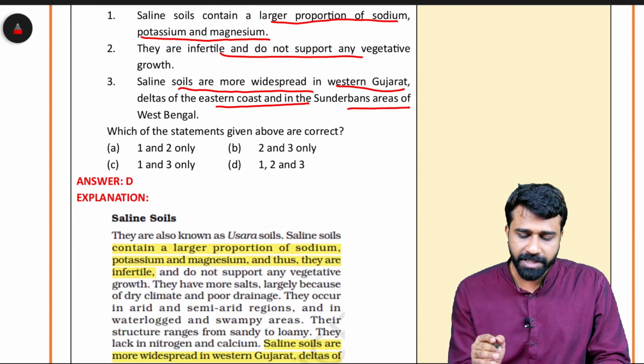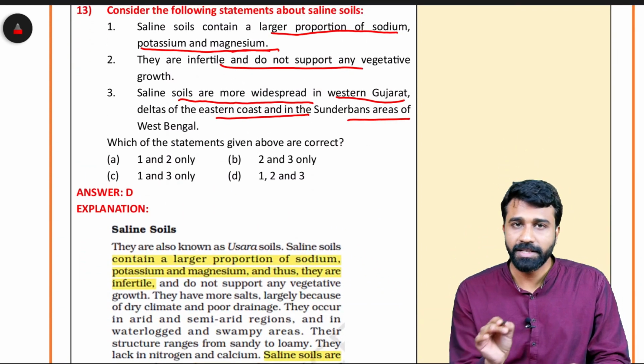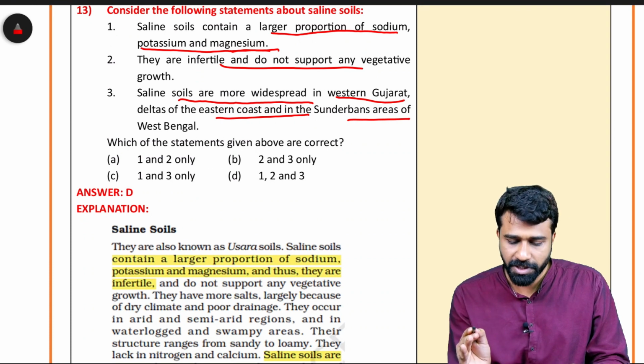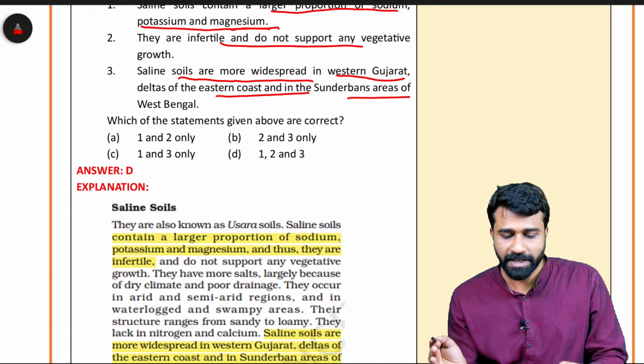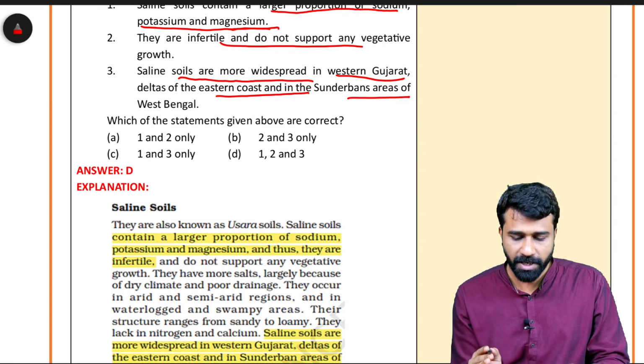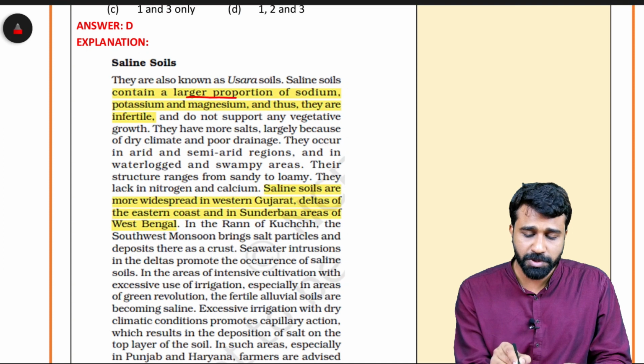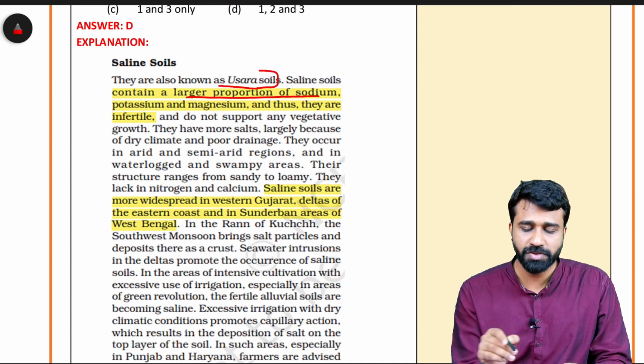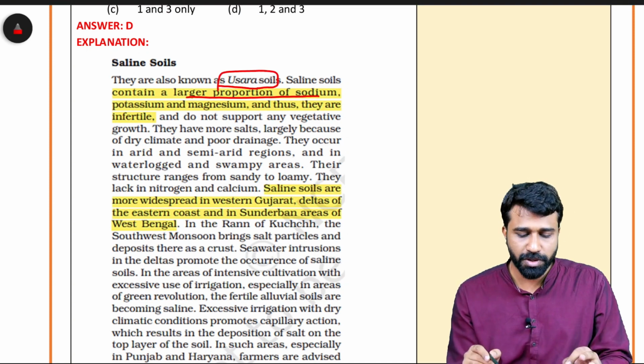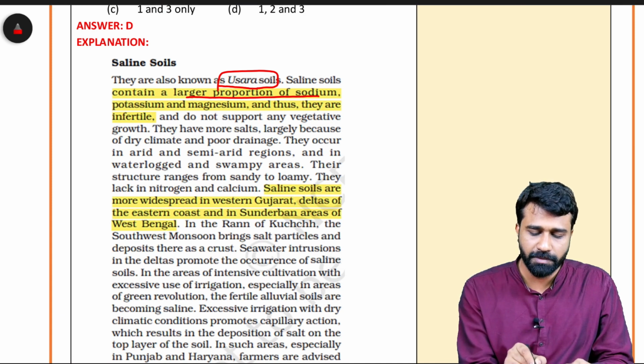They are rich in sodium, potassium, magnesium. They are not fertile enough. They cannot support vegetative growth, and they are mostly found in deltaic regions, the eastern coastal part and a few western coastal parts. Next, they contain a large proportion of sodium. These saline soils are also known as Usara soils. They are rich in potassium, sodium, magnesium.